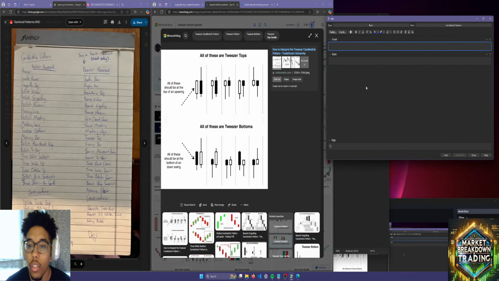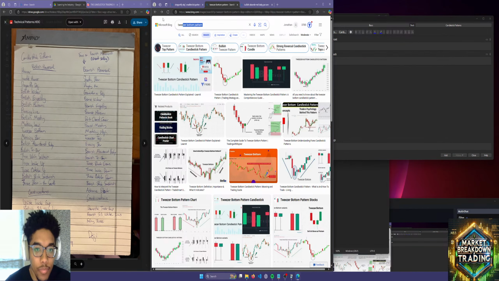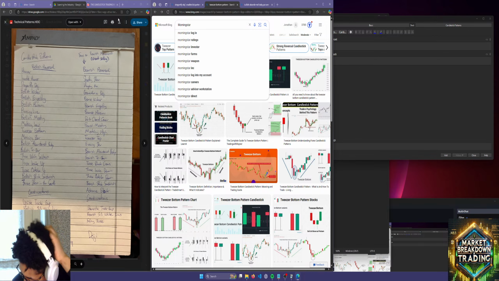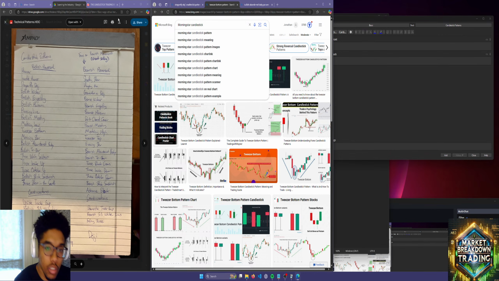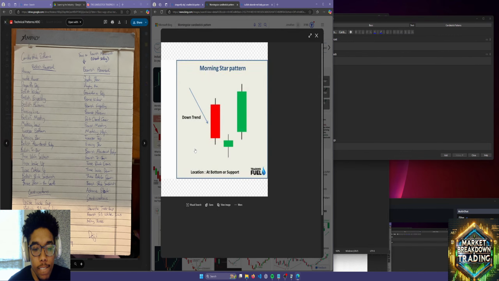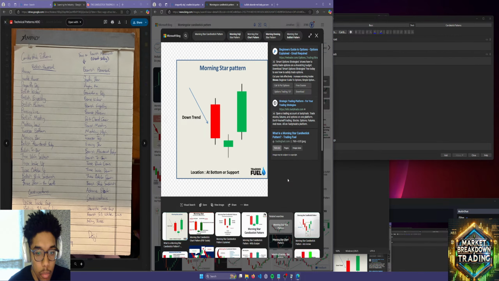And we're back. Okay. So then Morningstar. Morningstar is at the bottom of a downtrend, and it's kind of like a bullish abandoned baby, but I think the distinction is there's only one bearish candlestick, which is the first one. So it's at the bottom of a support.